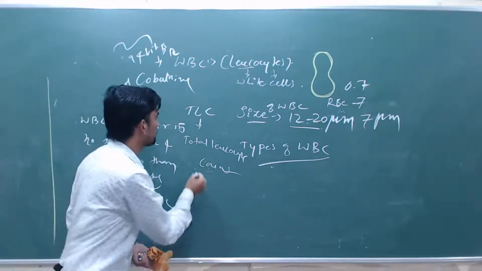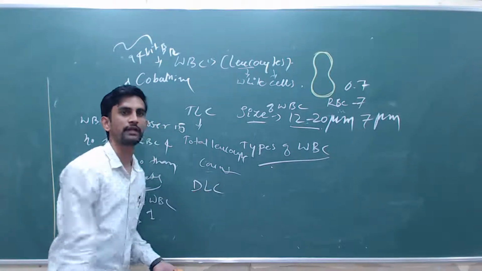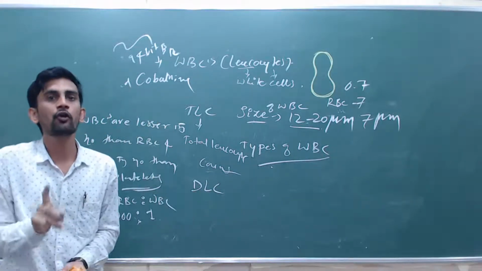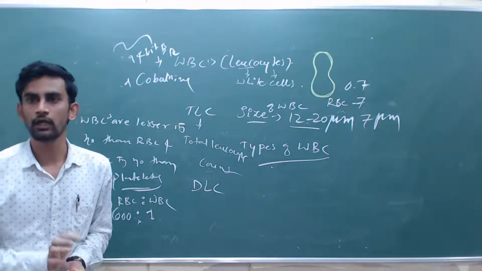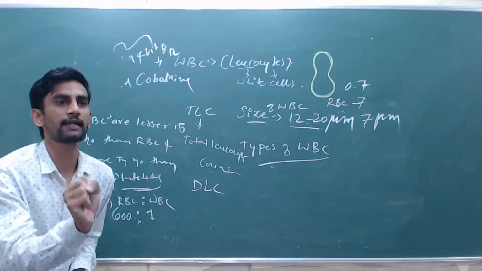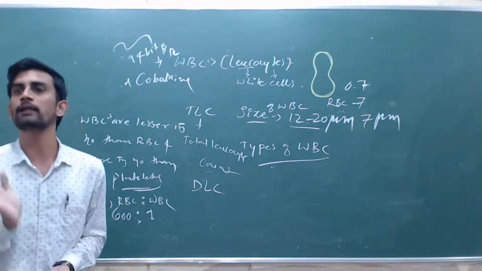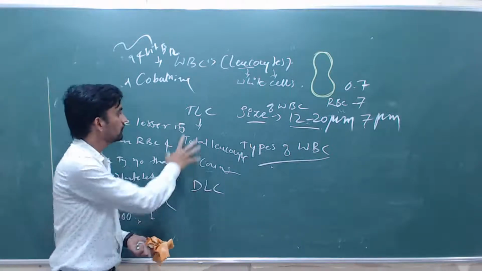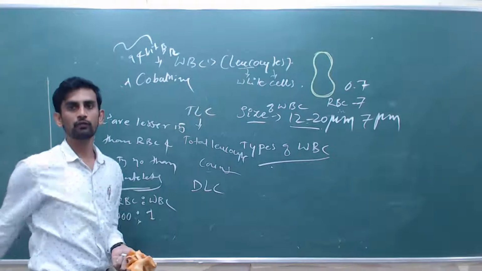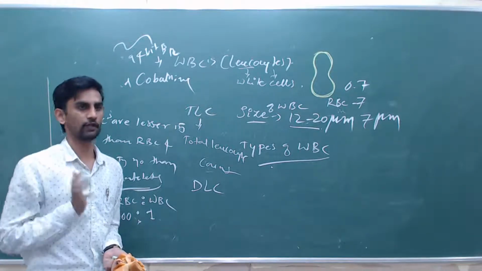First they will go for the differential leukocyte count, DLC, if they want to know how many lymphocytes, basophils, and monocytes there are in the total WBC count. Differential in the sense of a single count. TLC means total count, the total number of WBC in a given amount of blood.